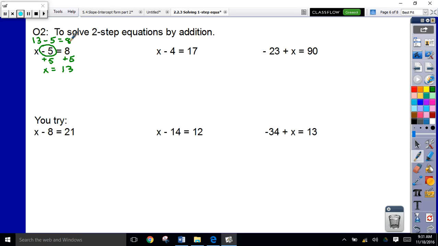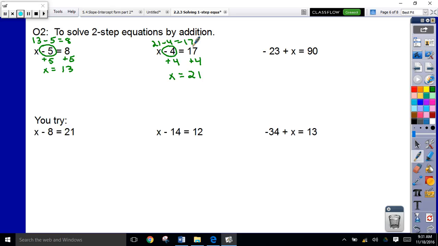Okay, same thing for this one. We have x minus 4 equals 17. To get rid of a negative 4, I'm going to add 4. So I add 4 to both sides. I get x equals 21. 21 minus 4 is 17. So I know that that's the right answer.